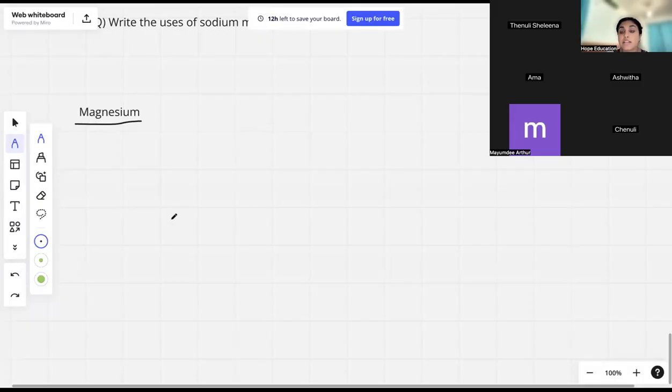But some metals, for an example, if you take mercury, you shouldn't touch it, right? Because it's carcinogenic, cancer causing. In thermometers, I told you mercury is a metal, but it's a liquid, right?